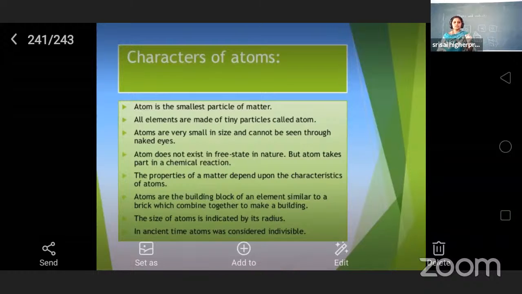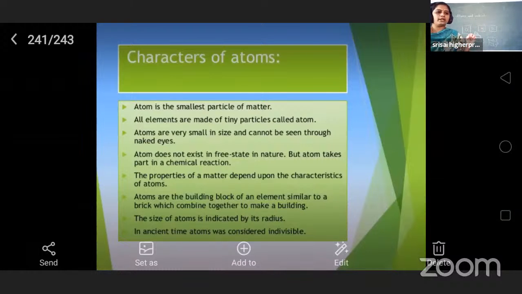Okay, radius. So in ancient times, atoms were considered indivisible. Nowadays we have found many instruments, like the microscope, that we use to see the smallest objects. Here, to find the size of the atom, we use radius.